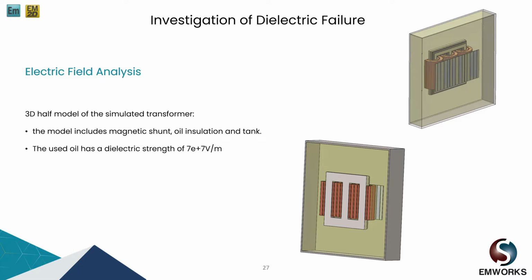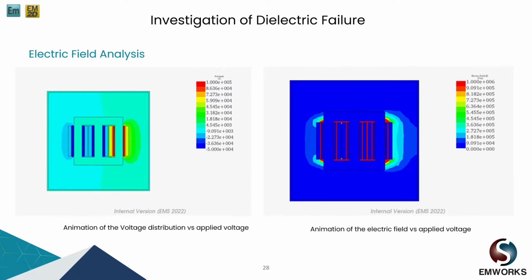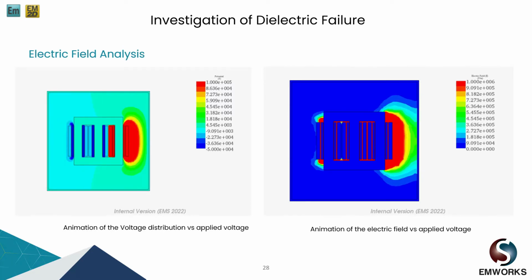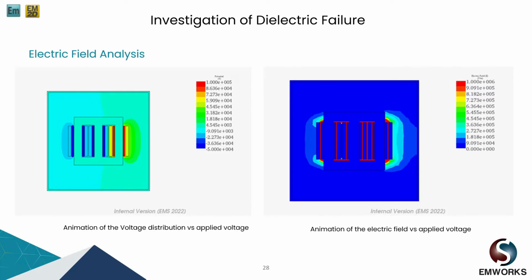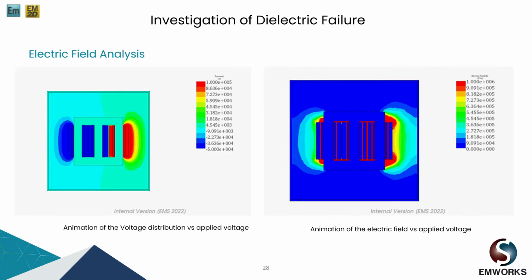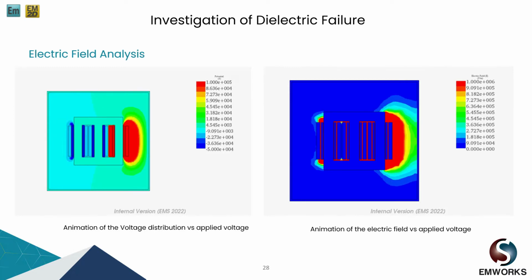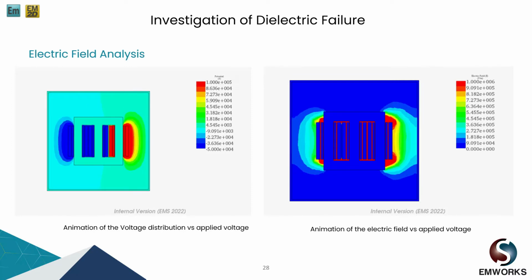The dielectric strength is defined for the oil, so it has a high value, and we will perform an electric analysis. EMS has both electric field analysis and magnetic field analysis. So we have modules for magnetic analysis, and modules for electric field analysis. This is the same for the 2D simulation. We have almost the same modules for 3D analysis and 2D analysis.